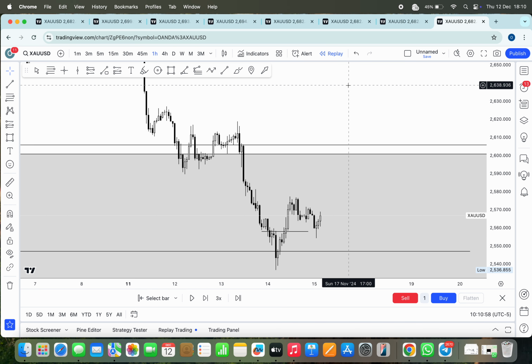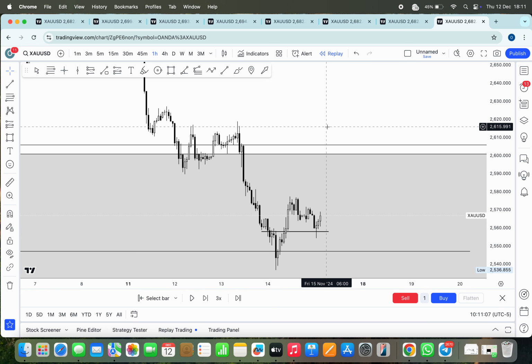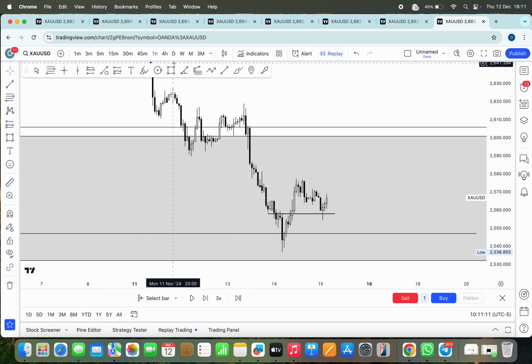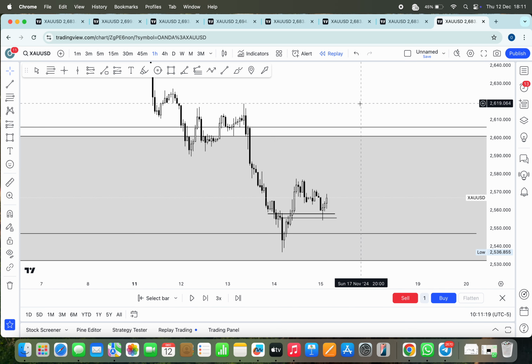We expect the market to come back and retest the order block. So the market did come back and retest the order block, and we have another order block on the 1 hour time frame. So this is how we check out the market order block.